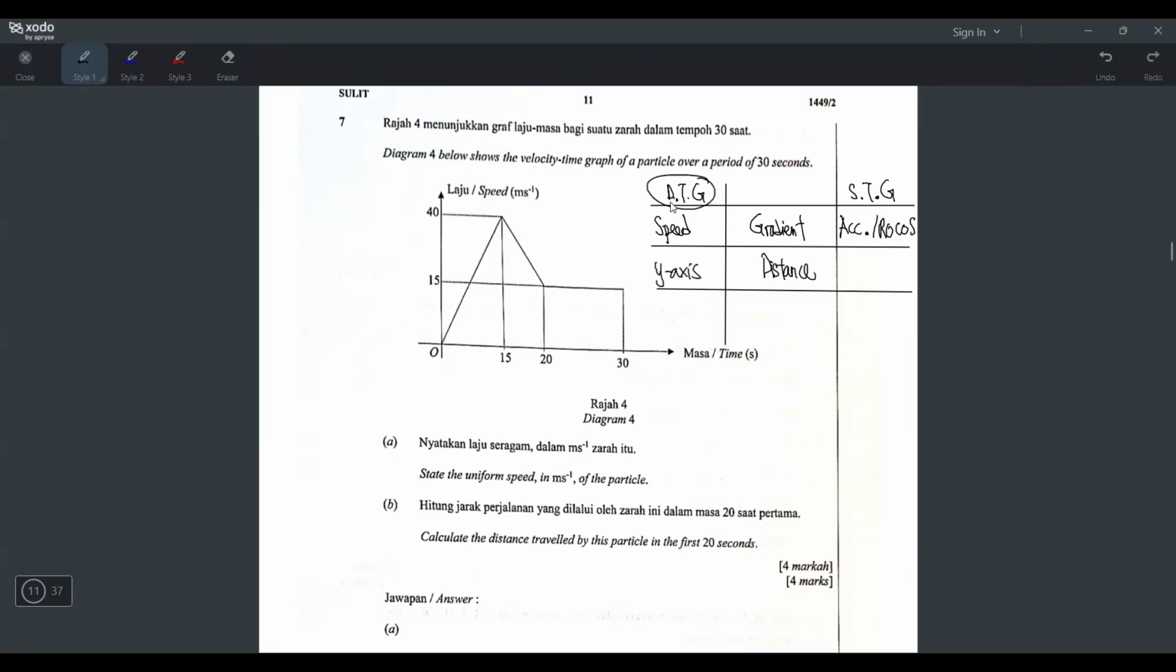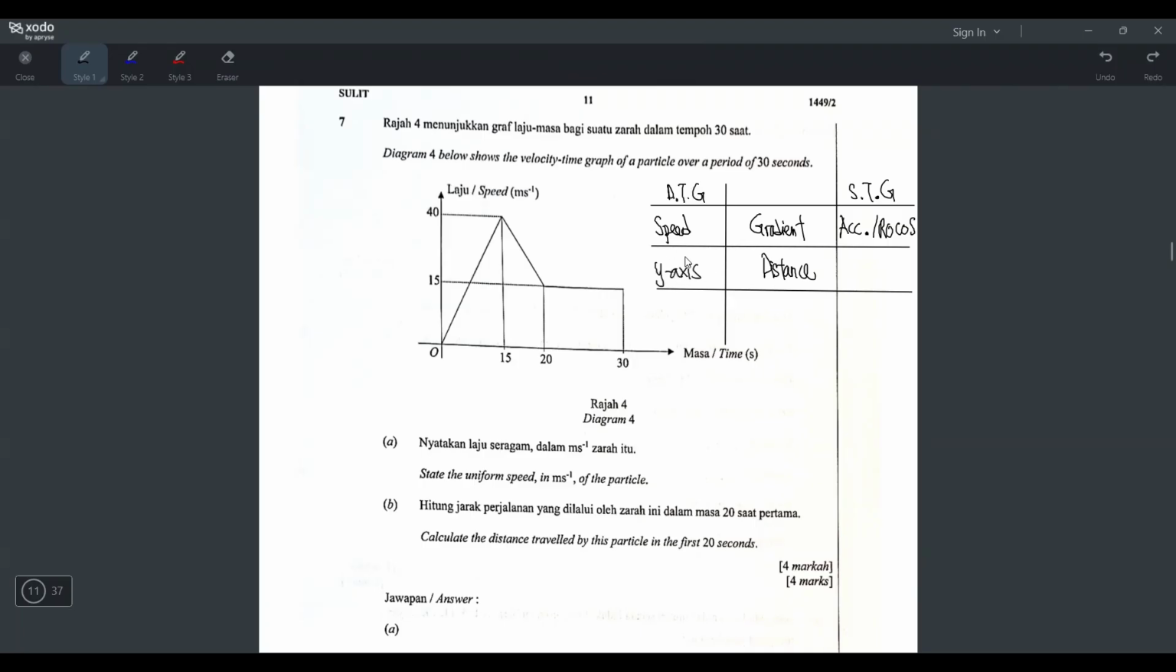Because for distance time graph, the y-axis will be distance, the x-axis will be time. That's why we call it distance time graph. For speed time graph, the y-axis is speed. That's why they call it speed time graph. Okay, so I repeat one more time, how to get distance from a distance time graph, just refer to the y-axis.